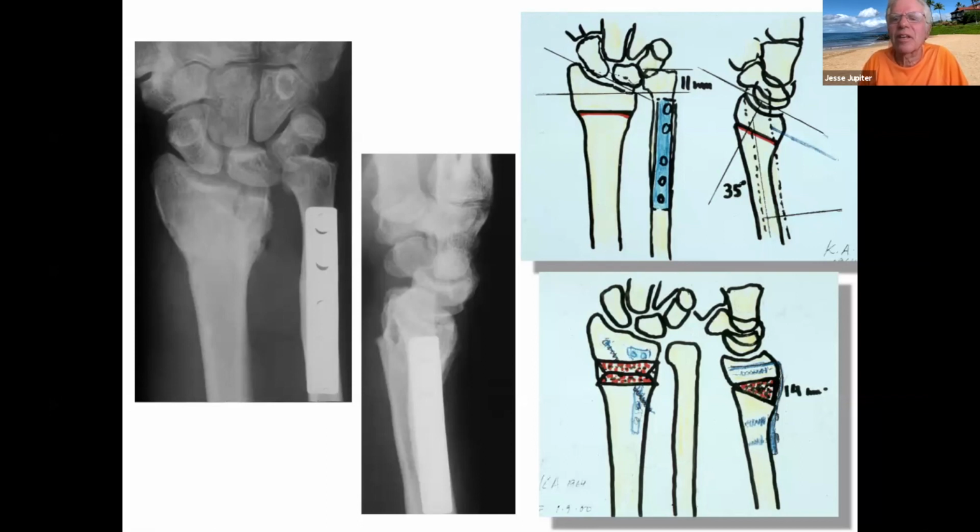Harry, do you have anything to add? No, I'm concerned this is going to be a non-union problem because of the sclerosis of that radius. It looks like ivory bone there, doesn't it, Jesse?